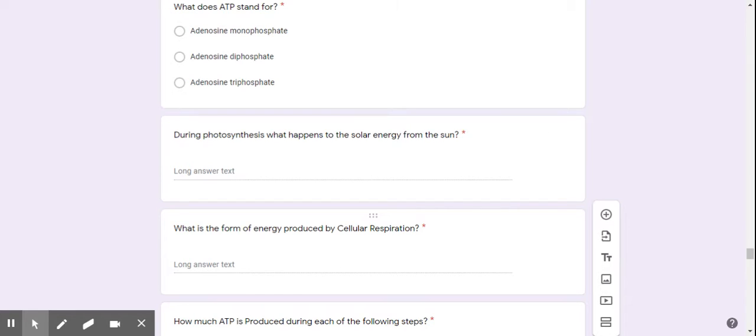Now, what is the form of energy produced by cellular respiration? This one's actually pretty simple. Cellular respiration produces our answer for number 1, ATP. Because remember, we take that glucose and we end up breaking it. And in the process of breaking it, we release some of that energy that is stored in those bonds, and we're going to get ATP.